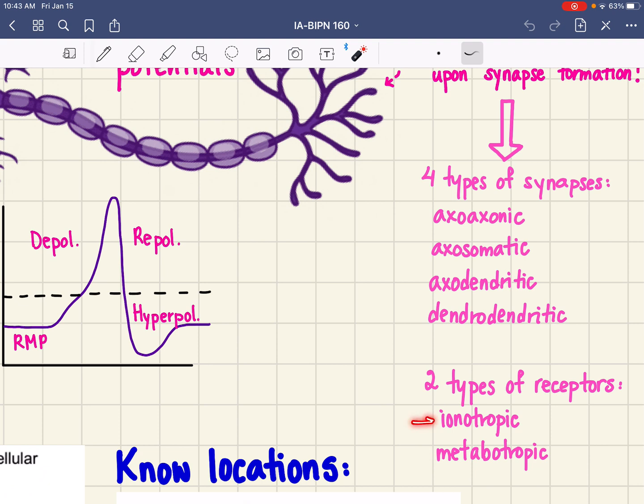Ionotropic receptors are the receptors that allow for different ion flow into the neuron, and depending on whether those ions activate or inhibit the neuron, we will get activation or inhibition of that signal. Okay? And then metabotropic receptors are receptors that, instead of allowing ion flow to happen, allow for some kind of mechanism to happen once the neurotransmitter binds to it.